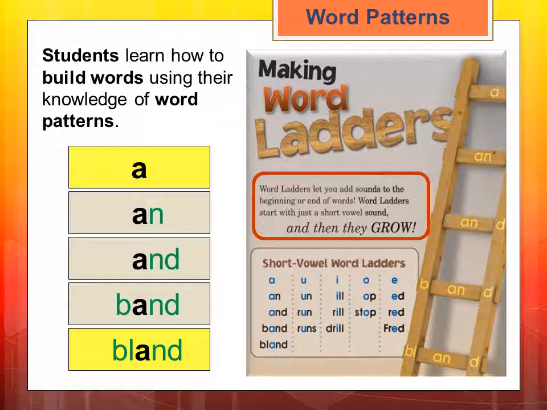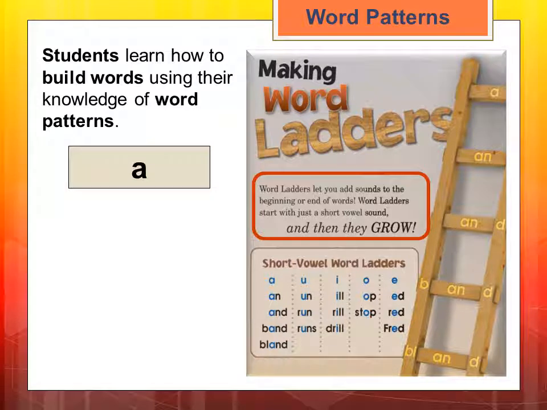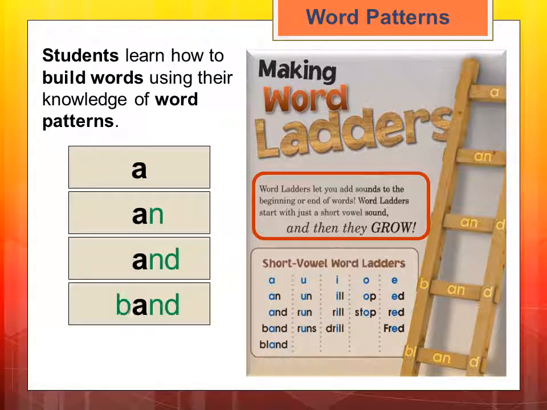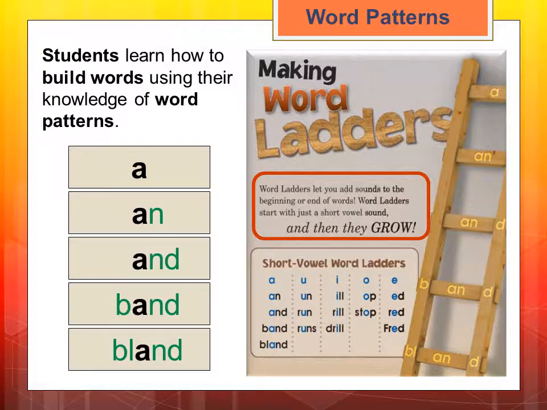With these sound and letter skills firmly in place, students learn how to build words using their knowledge of word patterns. Notice how the vowel A starts to build and become the word bland. A, an, and, band, and finally bland.